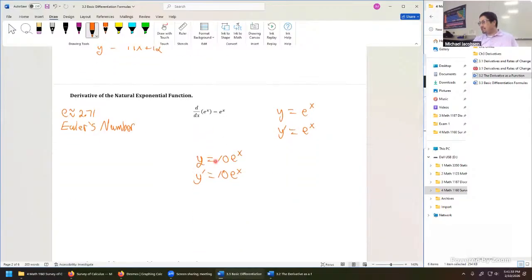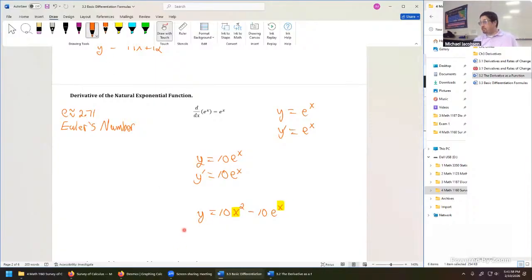And maybe one last thought. If y equals, maybe it's 10 x squared minus 10 e to the x. Here's where it gets a little bit more confusing. This one's a power function because the base is x. This one's a base e exponential function because x is in the exponent position.